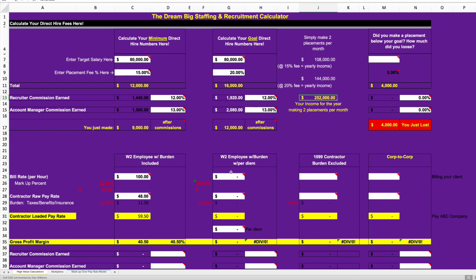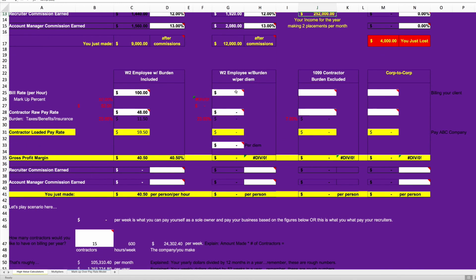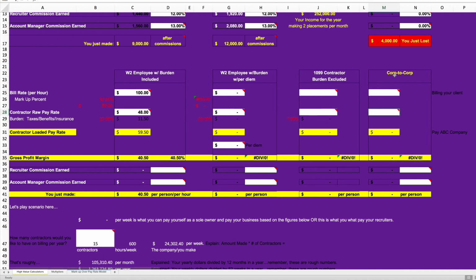Now let's take it a step further. Let's say you have somebody on per diem. Now you're just going to add in your numbers differently and add the per diem cost in. If you have someone who is a 1099 contractor, you put in the bill rate and the pay rate, and then there's a 7% fee burden, rather than 23%, because they're managing the majority of the costs associated with being a 1099 contractor. They're paying their own taxes and things like that. If you're going corp to corp, then the structure is a little bit different. So let's talk a little bit about corp to corp.